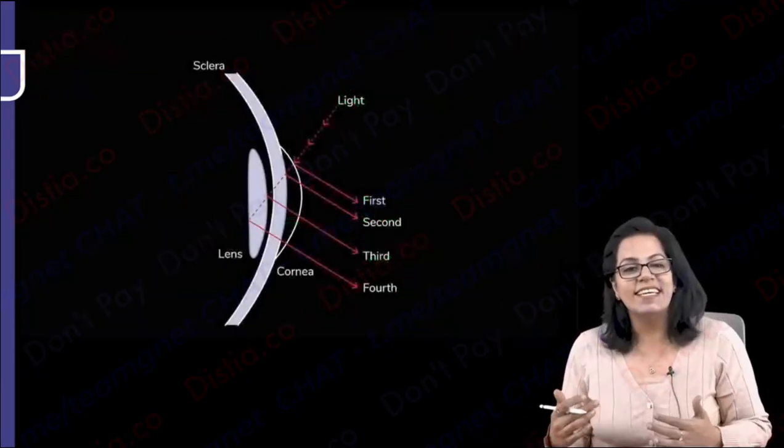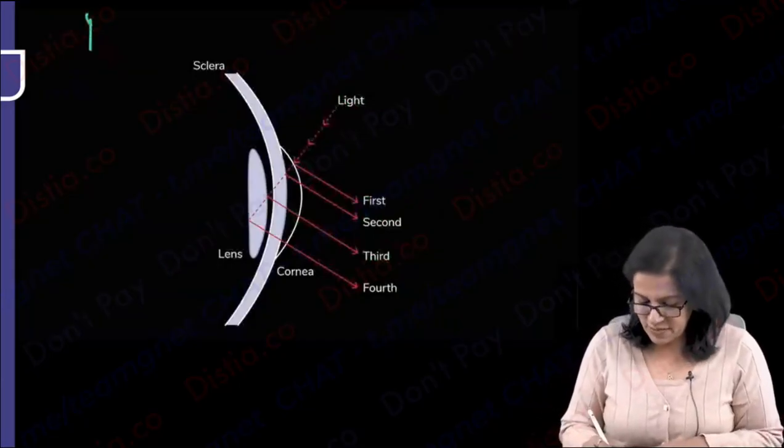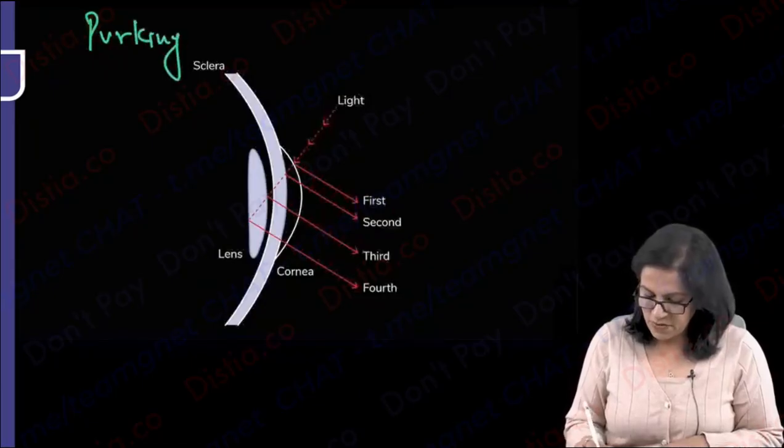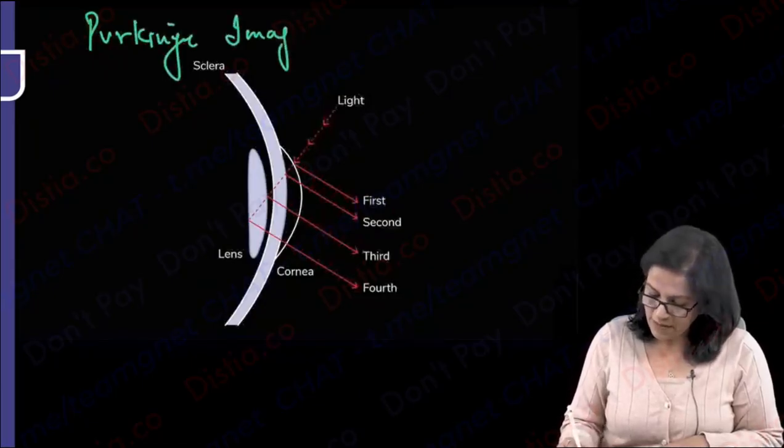We'll talk about the next heading. Next heading, give the heading Purkinje images. So that was about the visual perceptions. Let's talk about Purkinje images.